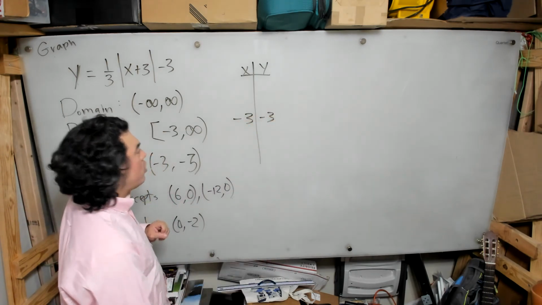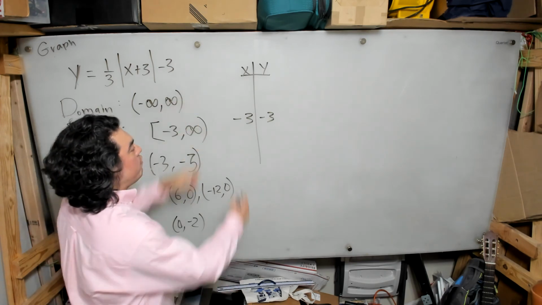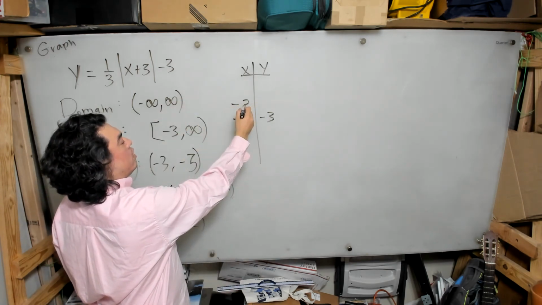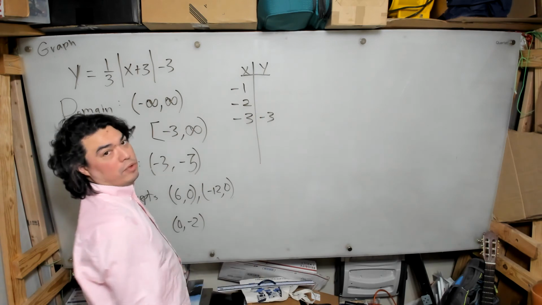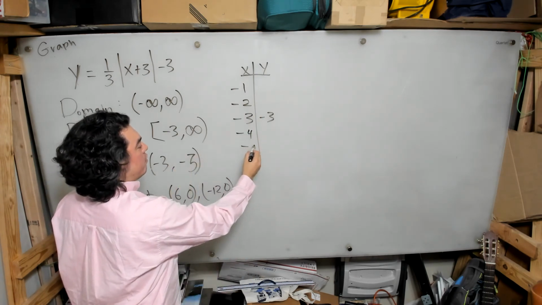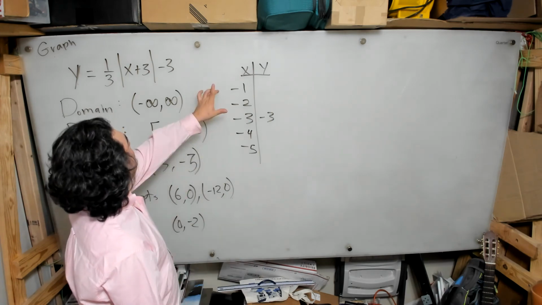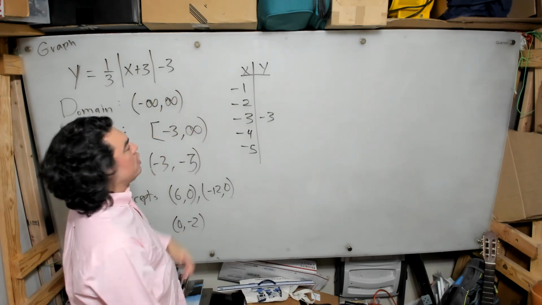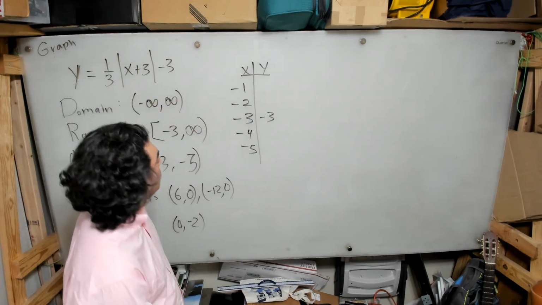Okay, so 2 to the left would be like negative 2, negative 1. Well, that would be 2 to the right. And then 2 to the left would be like negative 4 and negative 5. Now I would plug these values into this expression to get the associated y values.